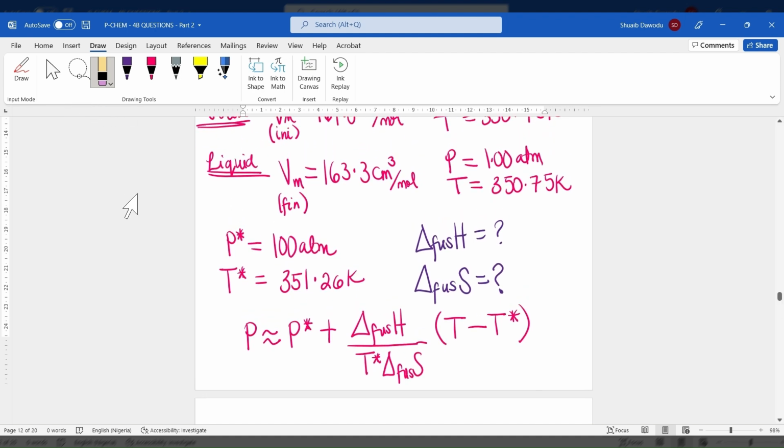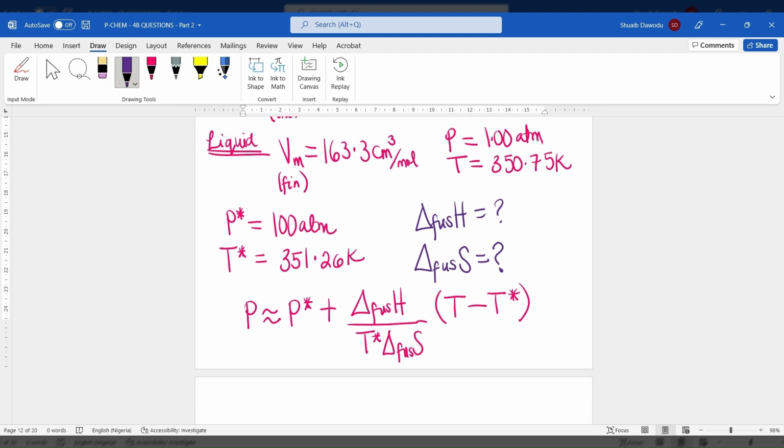Since we have this, the first thing we have to notice is that we have to be able to differentiate what we have from what we don't have. We've got our P here, which is this 1 ATM. We've got our P star, which is 100 ATM.